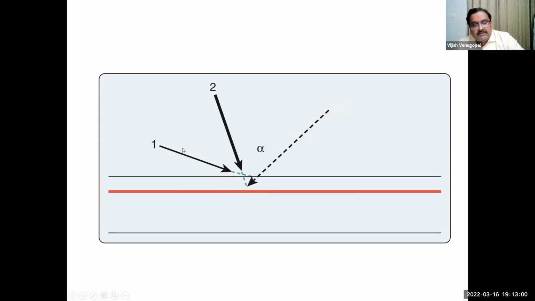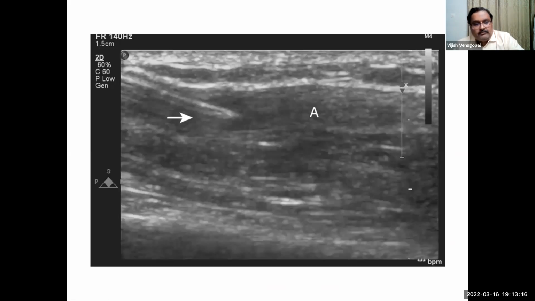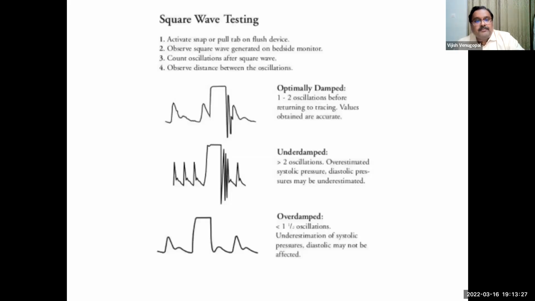So initially, when you put the probe, it should be slightly slanted towards the skin so that you can see the needle entering the skin. And later on, the probe is made more perpendicular so that you can see the entry point into the vessel wall. This is just a picture of the catheter entering into the arterial lumen.